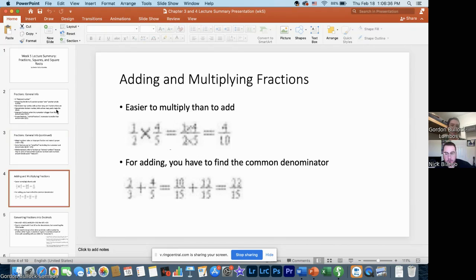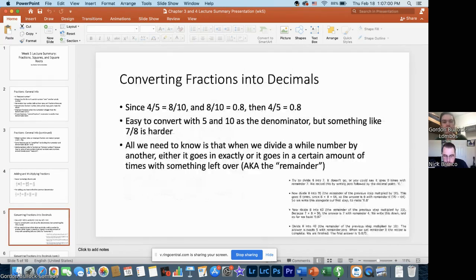Then it goes into adding and multiplying fractions. For multiplying, you're just multiplying on each side, and you're getting 1 times 4 over 2 times 5. And then for adding, it's a little more complicated. You have to find a common denominator. But with that example, it's kind of easy.